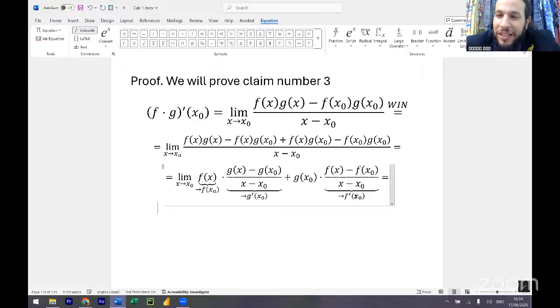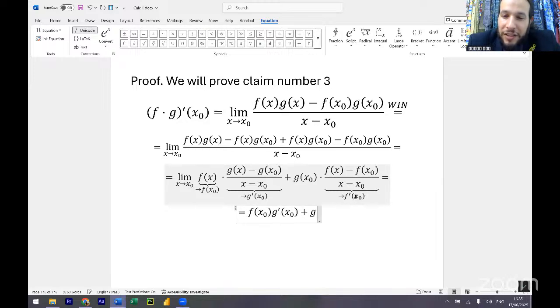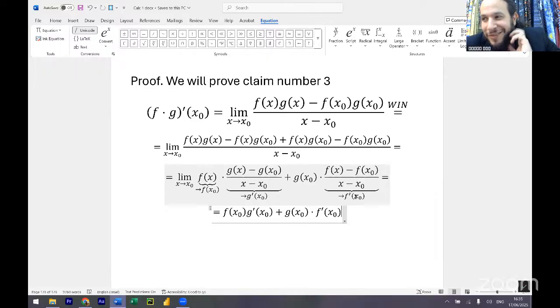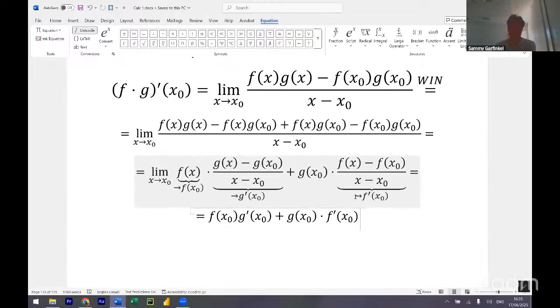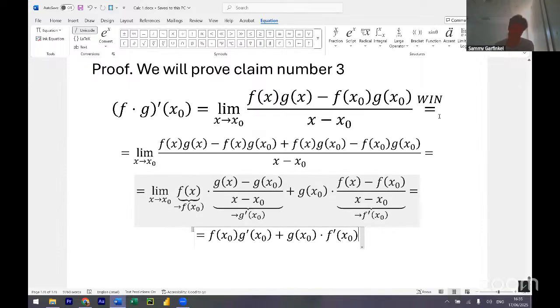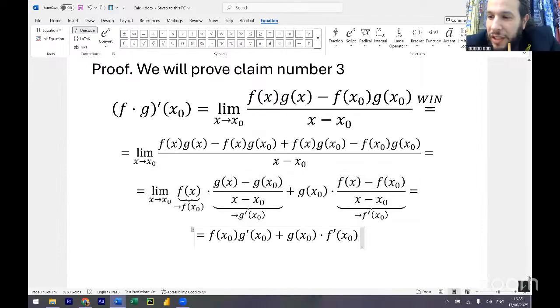It's America anyway. And we get here f of x0 times g prime of x0 plus g of x0 times f prime of x0, which is exactly the theorem, maybe with a bit of a commutative rule applied. But that's that. Any questions so far? Yeah, you said that this was something that we'd seen already, but I don't remember seeing it. Yeah, okay, then I'll show you where.